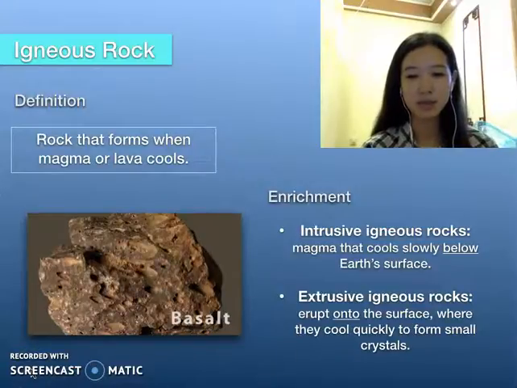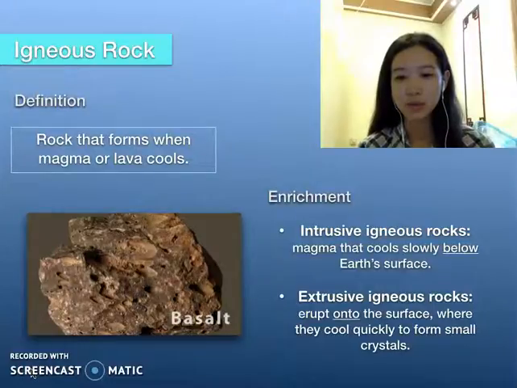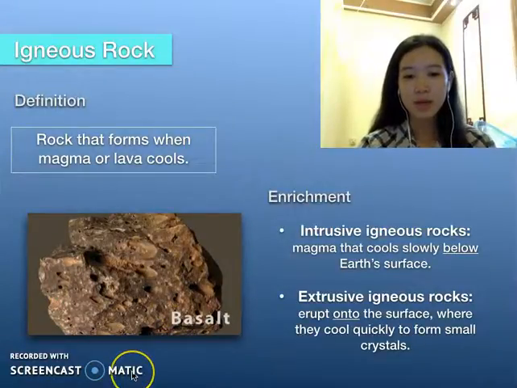Its name is basalt. And note that there are two types of igneous rocks, intrusive and extrusive. Intrusive igneous rocks are magma that cools slowly below Earth's surface, and extrusive igneous rocks erupt onto the surface, where they cool quickly to form small crystals. And basalt is a common extrusive igneous rock.